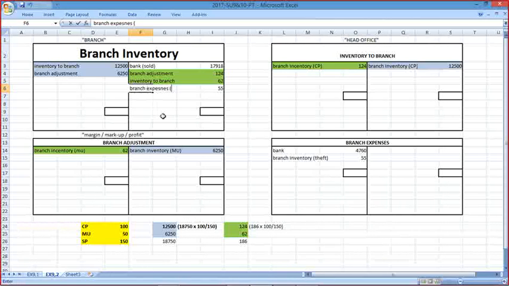Then there were 36 rand as well. What is that for? That'll be a credit on the branch inventory as well. Why? Because their stock went down. Stock was stolen. So if stock is stolen, what accounts will you affect? Branch inventory. And?